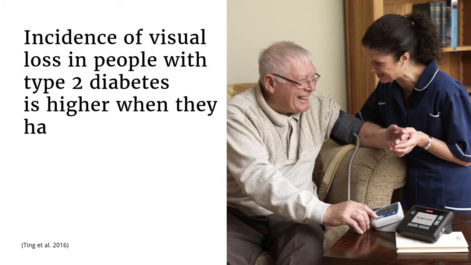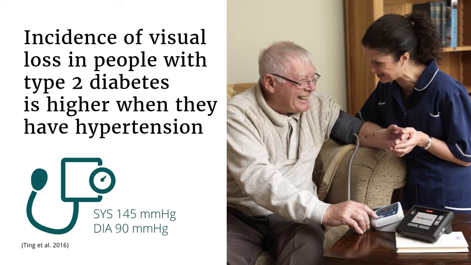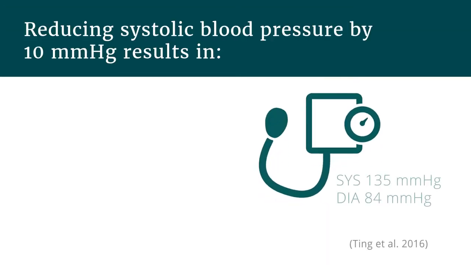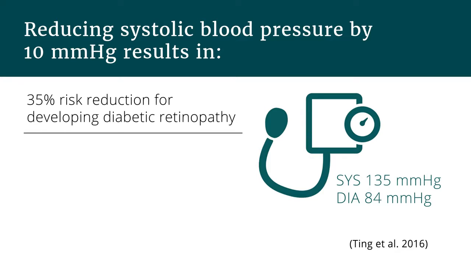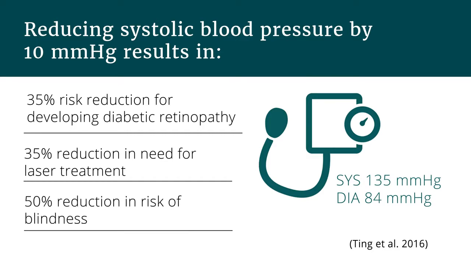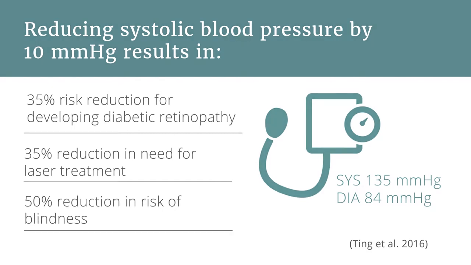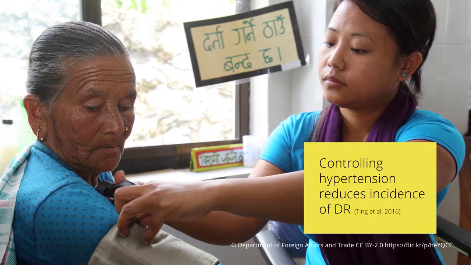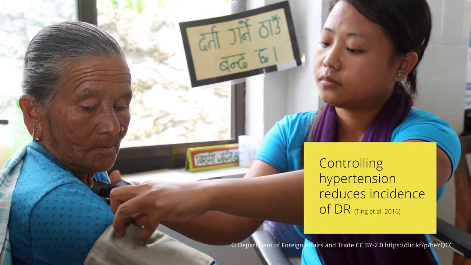People with diabetes often also have high blood pressure, hypertension. The incidence of visual loss in people with type 2 diabetes is higher when they also have hypertension. Reducing systolic blood pressure by 10 millimeters of mercury results in a 35% risk reduction for developing diabetic retinopathy, a 35% reduction in the need for laser treatment, and a 50% reduction in risk of blindness. Controlling hypertension has been found to have an effect on reducing the incidence of DR.